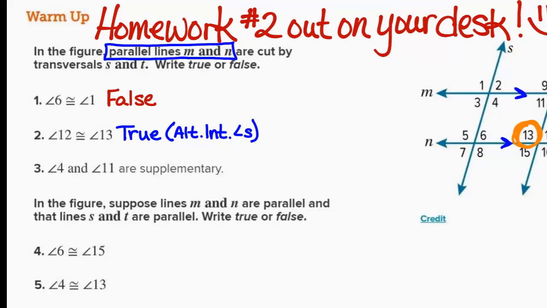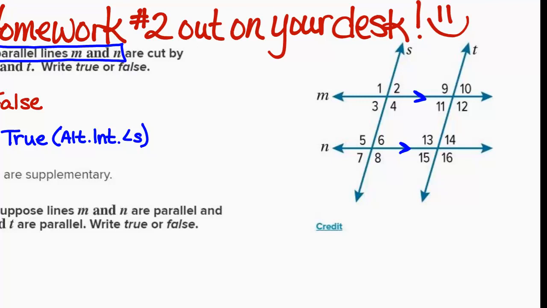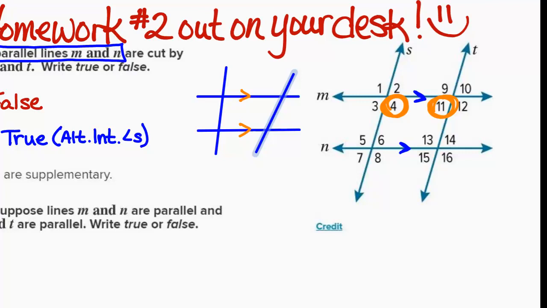All right. Number 3, angles 4 and 11. 4 and 11 are supplementary angles. If we knew that lines S and T were the parallel lines, this would be a true statement. But what we know here is that lines M and N are parallel to each other. But we do not know anything about lines S and T. They make it look parallel in the picture, but we don't know that for certain.